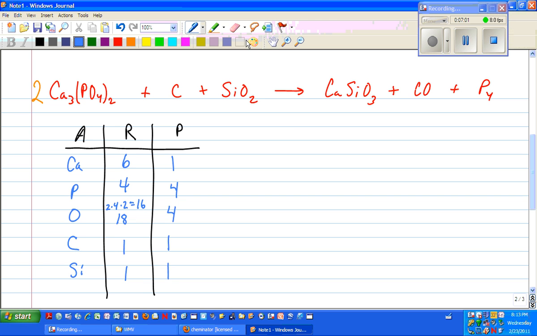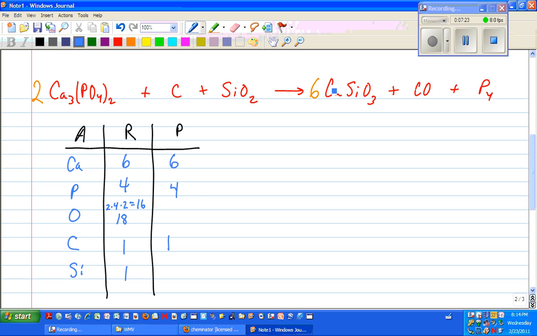So let's go ahead and take a look at the calcium. I've got 1 calcium over here. I've got 6 calciums over here. What times 1 gives me 6? Well, the answer is 6. So that's going to affect my calcium, it's going to affect my silicon, and it's going to affect my oxygens.